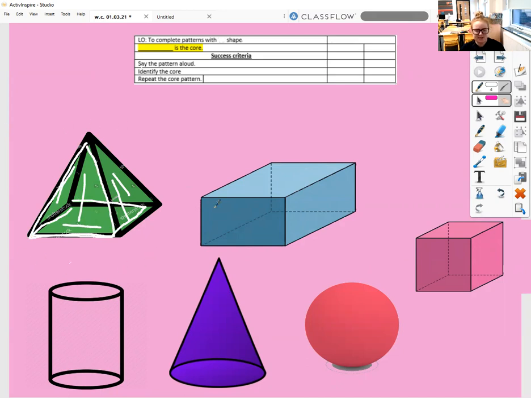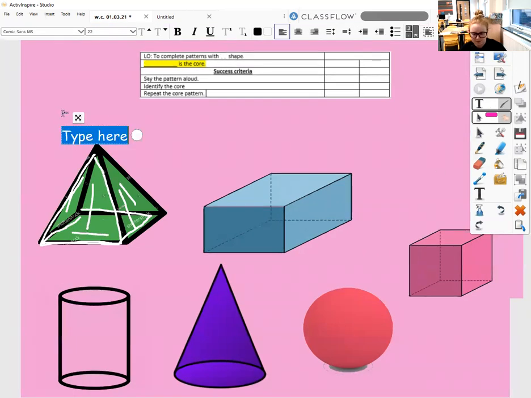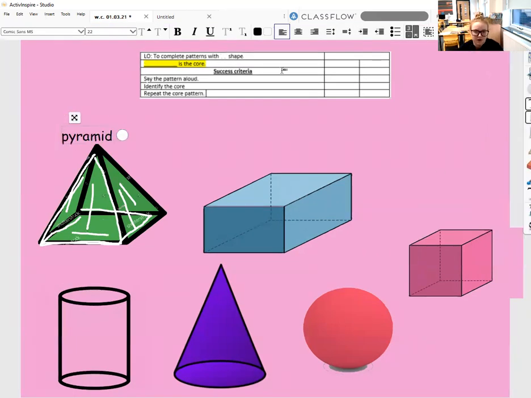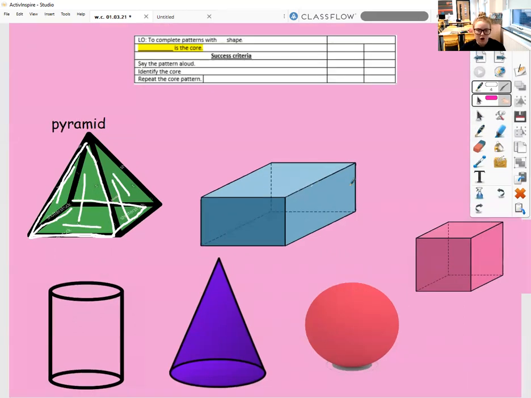What shape is this? So it's got 5 faces, the base is a square, and the rest are triangles. What shape is this? This is a pyramid. Fantastic, okay. What about this one?